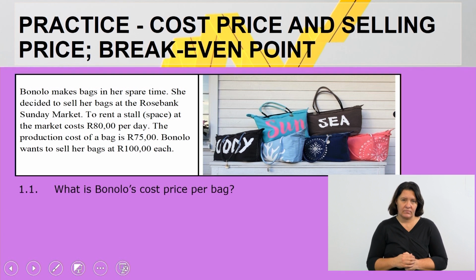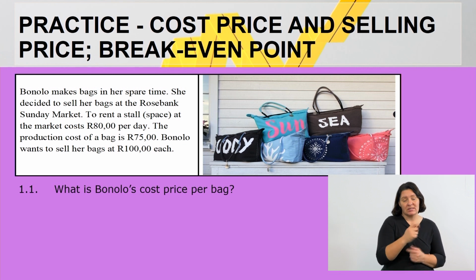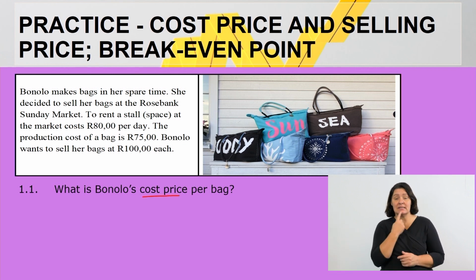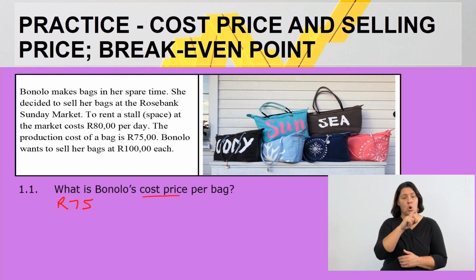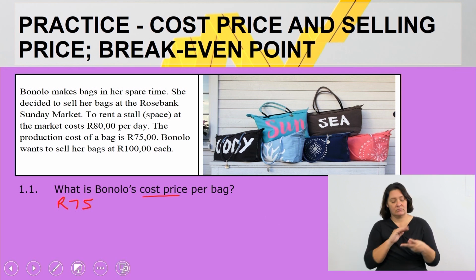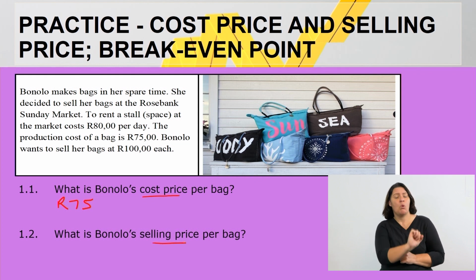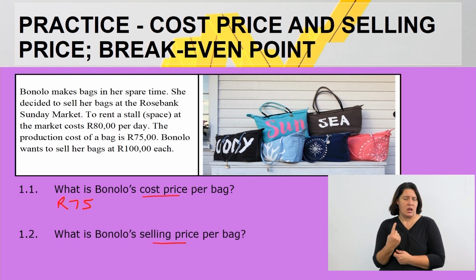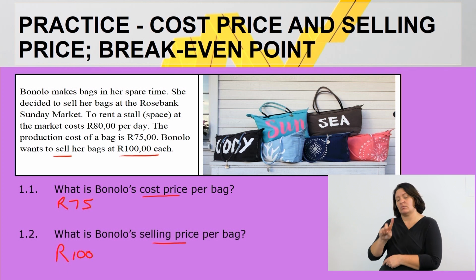Okay, so let's look at question 1.1. What is Bonolo's cost price per bag? Right, so I'm looking at the cost price, and it says here, the production cost of a bag is 75 Rand. So therefore, her cost price equals 75 Rand. Okay, so I guess that's straightforward. Let's move now to the next question. At question 1.2, what is Bonolo's selling price per bag? It says here Bonolo wants to sell her bag at 100 Rand each. So therefore, her selling price will be 100 Rand.